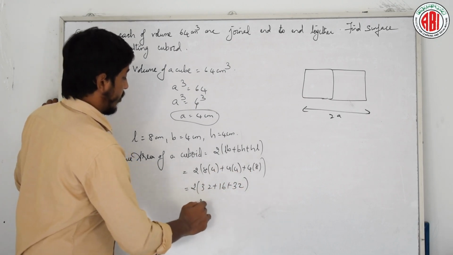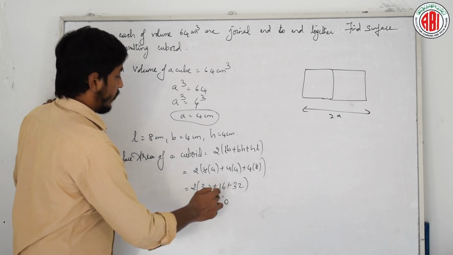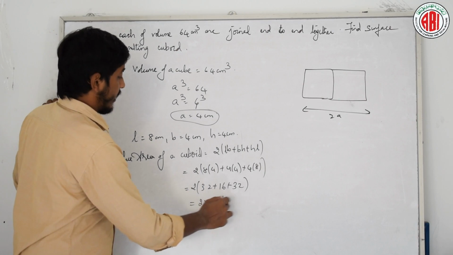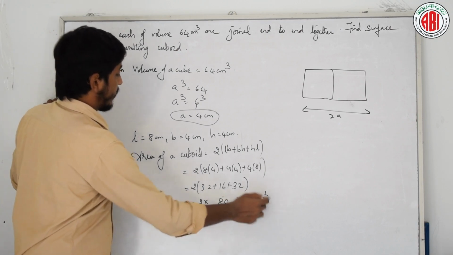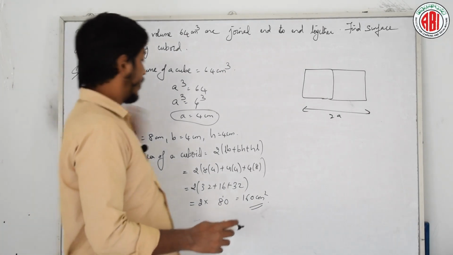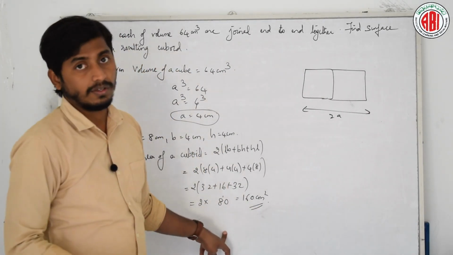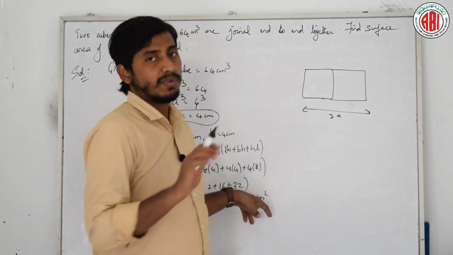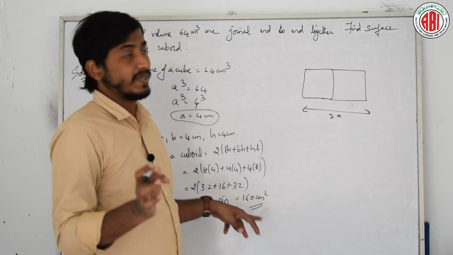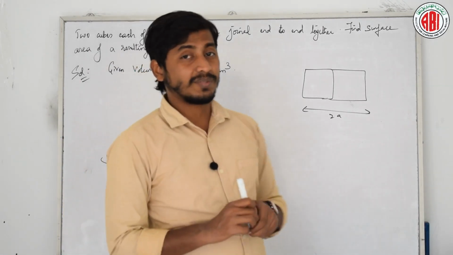Just add and tell. 2 into 80, that is 160 centimeters square. Is it right? Don't forget to write the units. Just check and write. Then and there I will also be making silly mistakes, but make sure that you don't make such kind of mistakes in your exam. Shall we do the next problem?